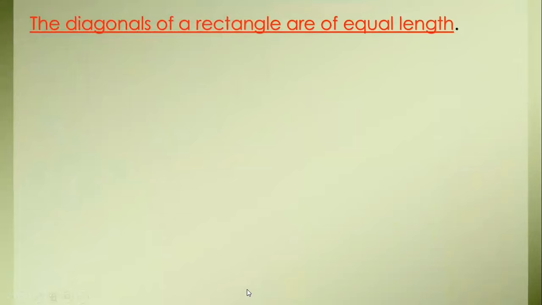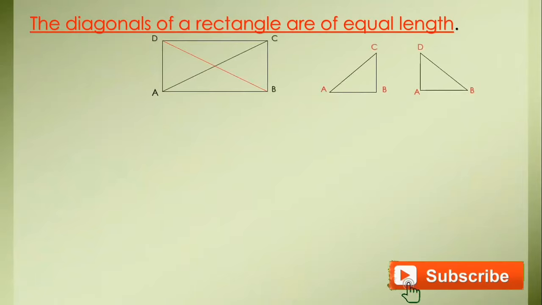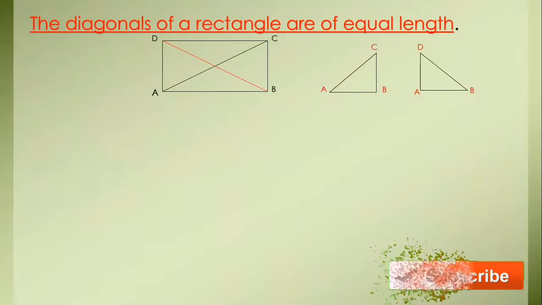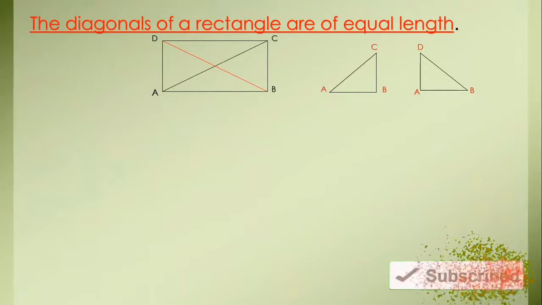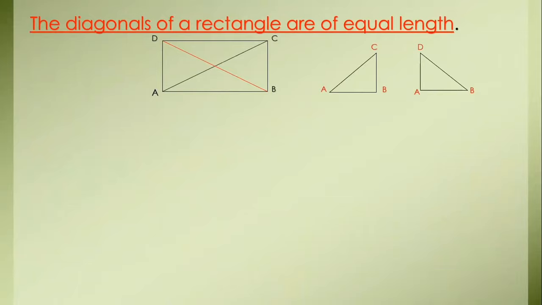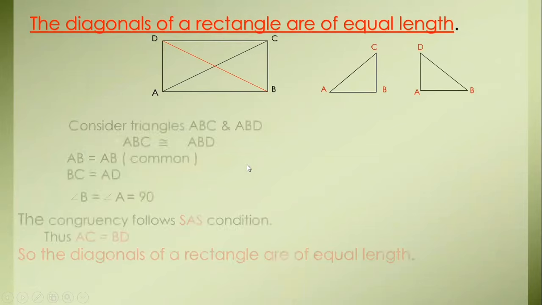Next one. The diagonals of a rectangle are of equal length. It's an important property. How can we prove this? See the figure. Rectangle ABCD. We can divide this rectangle into two triangles. Two triangles we will get. That is triangle ABC, then triangle ABD.